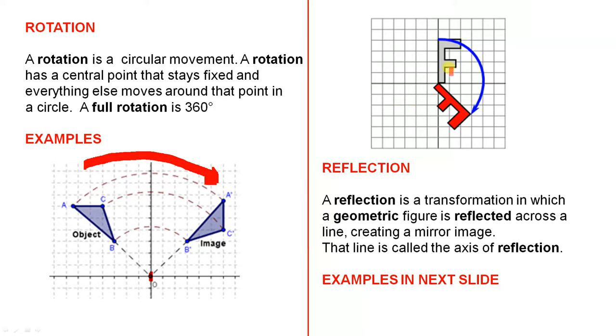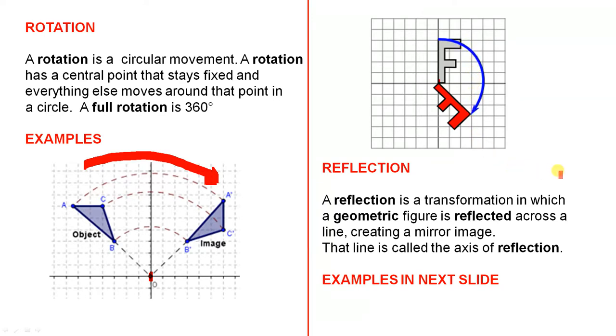Here's the letter F. The grey one was the original one, and there's the central point there. That's where everything is rotating around that point, and here we go all the way around.